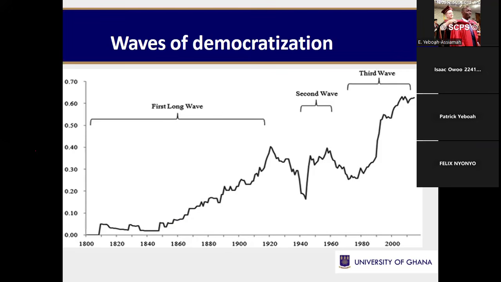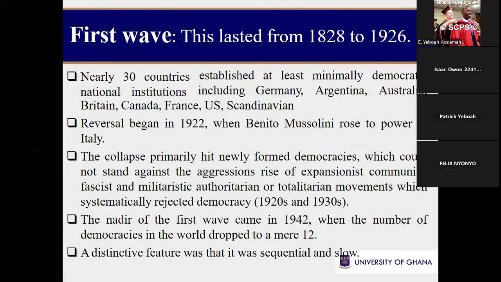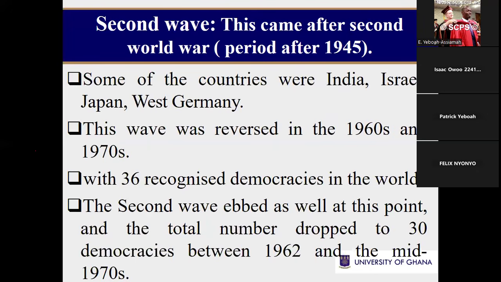First coup d'etat in Ghana. February 1966, okay. So you see that in the 1960s and 70s, many countries experienced military intervention, and so most of the democracies were cut short. So there was a reversal to non-democracy, okay? And that was the second wave.